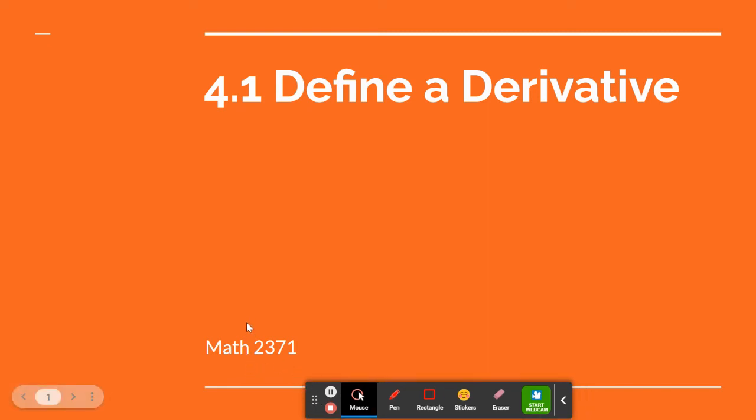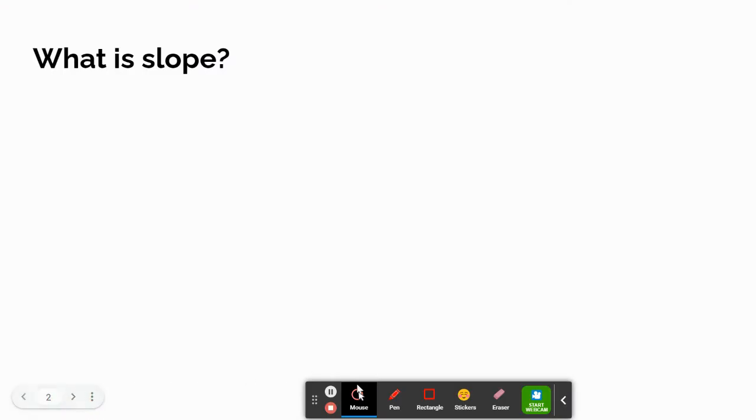So today we're just going to cover some big ideas about defining a derivative. First of all, we're going to start out by making connections to algebra, and we're going to remind ourselves, what is slope? We've covered this before in previous topics, but let's make sure that we have a basic understanding.